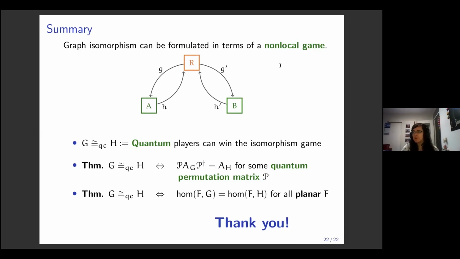Harold Newboer is asking, do you know of any planar graphs G and H which are quantum isomorphic but not normal isomorphic? Good question. I'm afraid I cannot say off the top of my head. I mean, in general, this problem of testing is hard. I don't think we have a good understanding of precisely which graphs are quantum isomorphic. We have families of examples of such pairs.